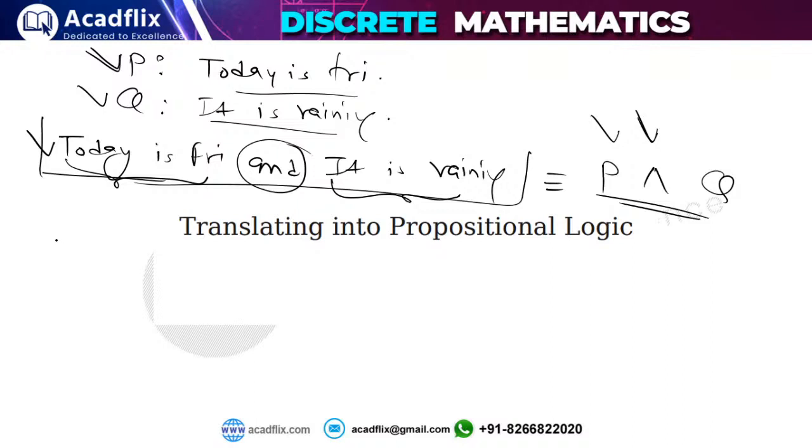Now just quickly let me know, if I replace this "and" with "or", then what will be the propositional logic formula? So basically my statement is today is Friday or it is raining. What will be the propositional logic formula for this? Let me know quickly.